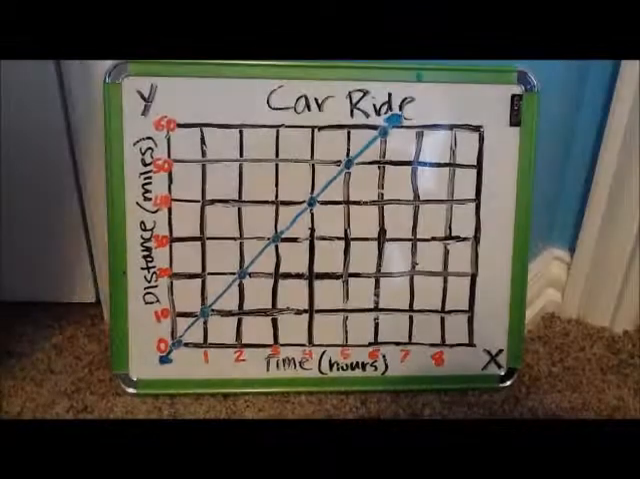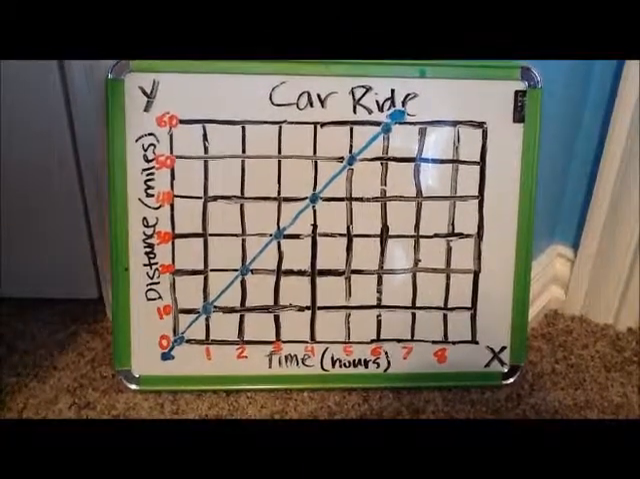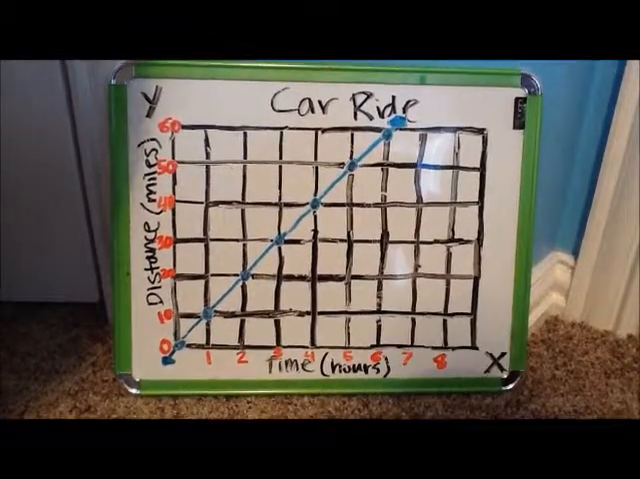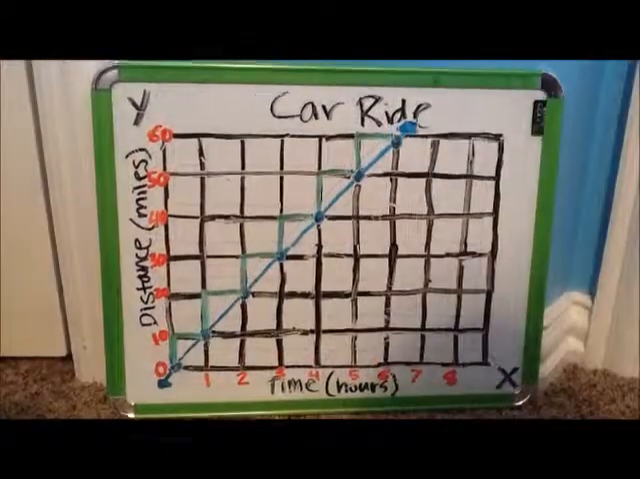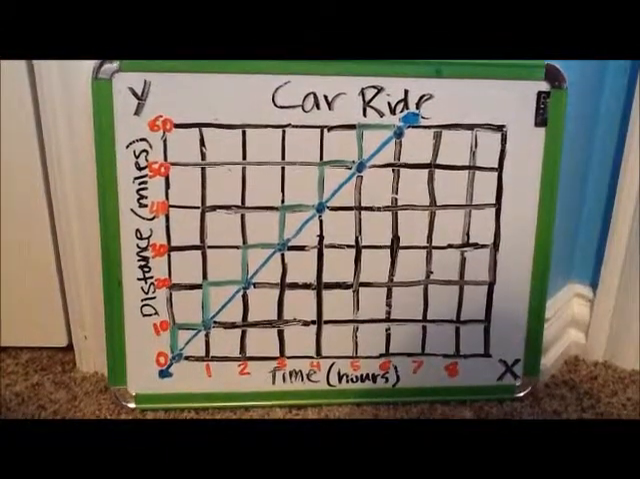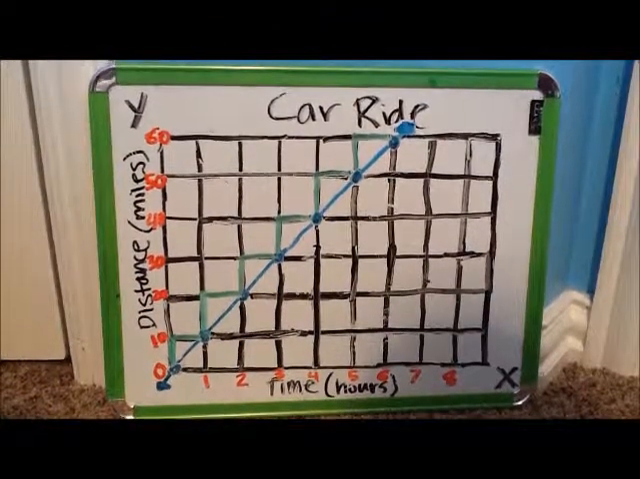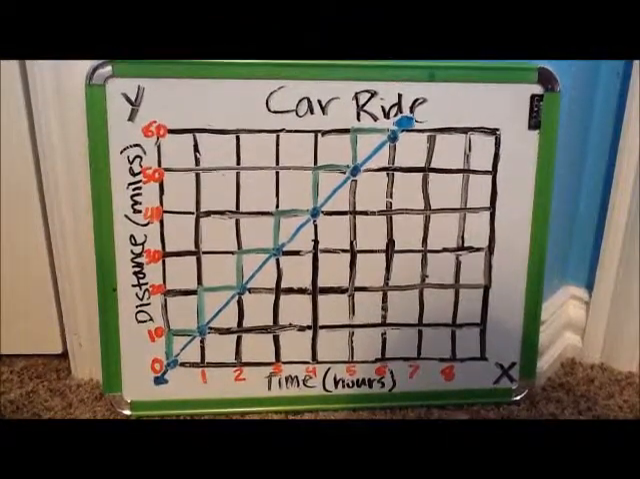Here is an example of a linear equation. In this example, the equation is y equals 10x. For every hour the car drives, it travels 10 miles. As you can see, the spaces between each point on the graph are equal. By plugging in x, you can find y. For example, by plugging in 4 as x, you get 40 as your y value.